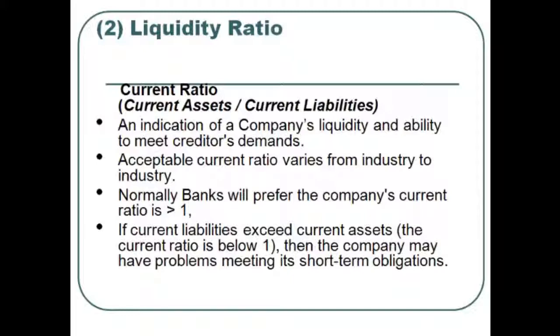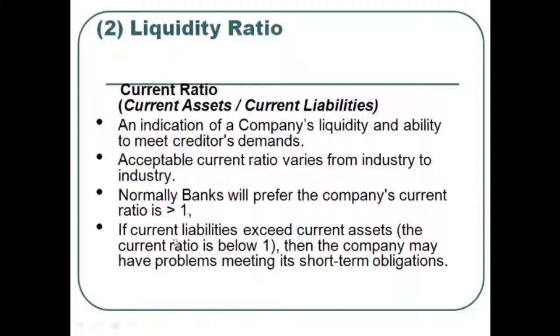Banks normally prefer to see this ratio more than 1. It means current assets over current liabilities is more than 1. It means it's healthy, you can cover. Let's say I sell my stock, I collect all my money, I'm able to pay my creditors and my bank loan. Because the ratio is more than 1, I can manage to do so. If it's the other way around, then the signal of danger is coming out.